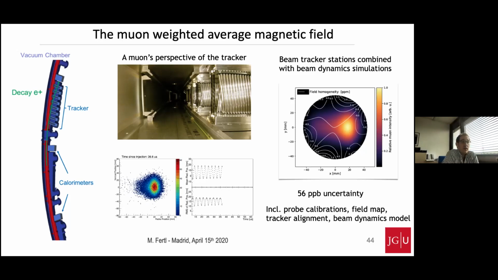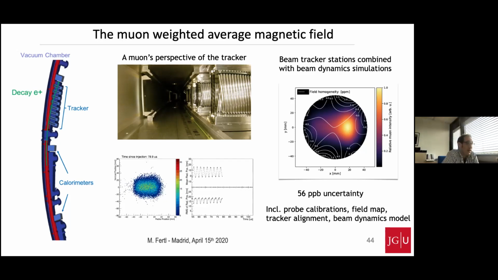Overlaid, you see the field homogeneity map that we use for the analysis. And again, you see that the beam is actually off center towards the outside of the ring. This whole procedure contributes roughly 56 parts per billion uncertainty, which includes the calibration of the magnetic field probes, the field maps, but also the alignment of the tracker and the beam dynamics model.